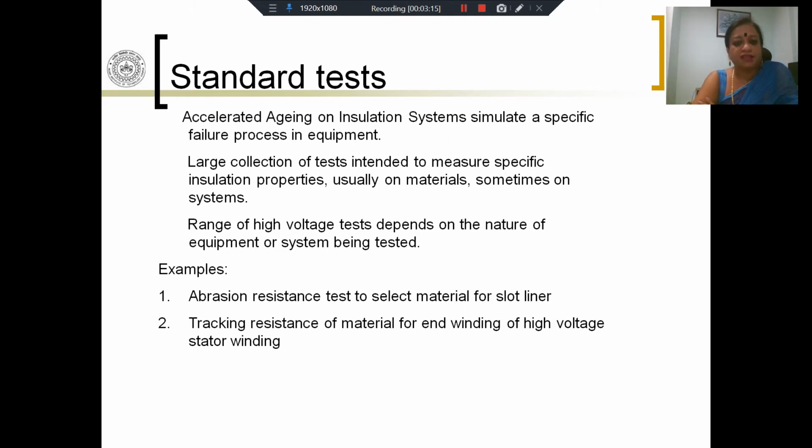Then tracking resistance of material for end winding of high voltage stators. So when you have high voltage stators, the end windings often are subject to tracking. Normally, we do tracking tests for outdoor insulators, but in this case, even for material to be used inside a rotating machine, we might have to do tracking resistance tests. So there are always some specific tests which might be necessitated by the particular application in hand, apart from the regular tests that you do.